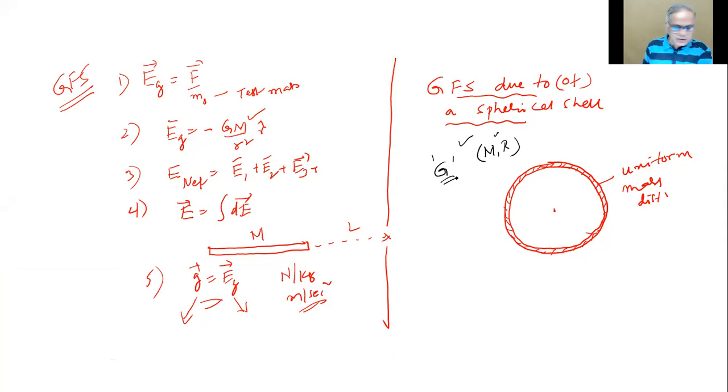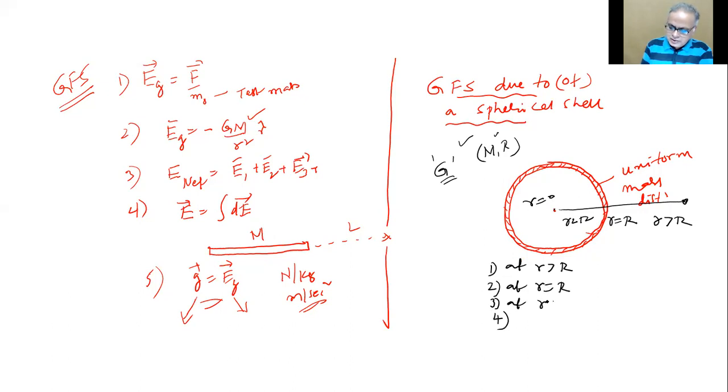Three cases arise. One is, look at a distance r greater than R, at a distance r equals R, at a distance r less than R, and probably one more case, r equals 0. So these four cases we need to address: r greater than R, r equals R, r less than R, and r equals 0. I'll continue, children, actually.